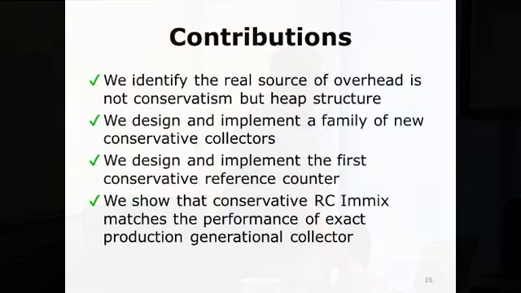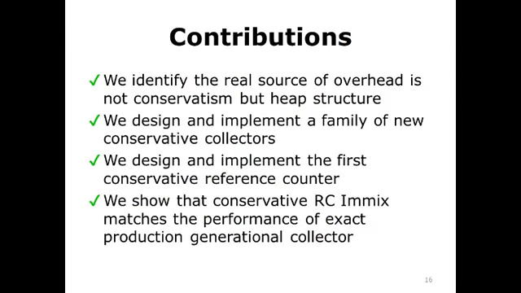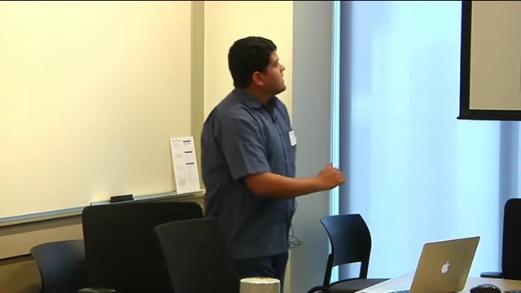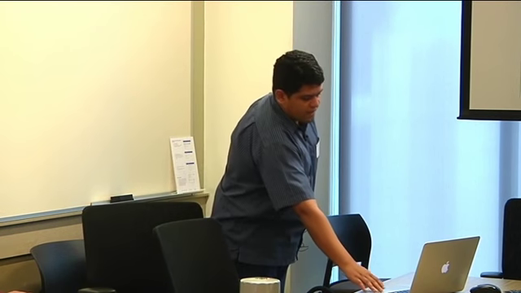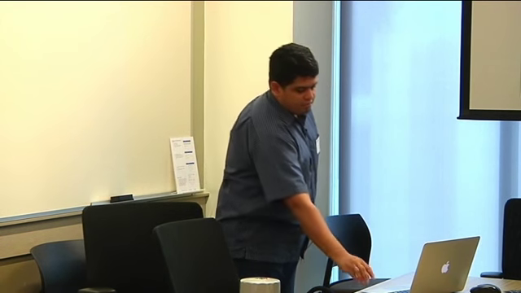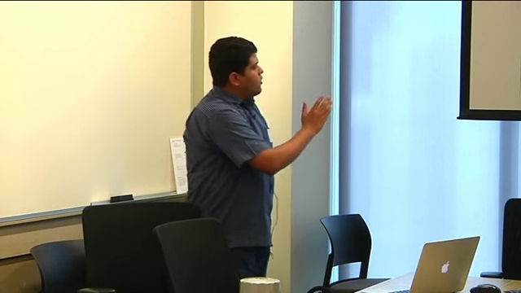So what are the contributions we made? We identify that the real source of overhead is not conservatism but the heap structure. We design and implement a family of new conservative collectors, and we also design a fast conservative reference counter. The final outcome is that our conservative reference counting Immix collector matches the performance of an exact production generational collector, which was our goal at the beginning.